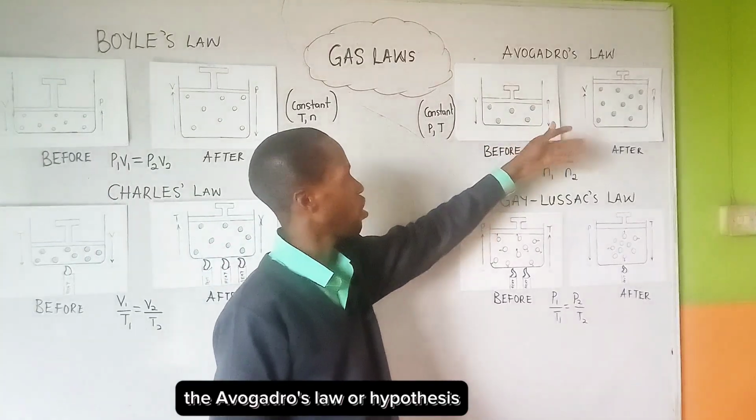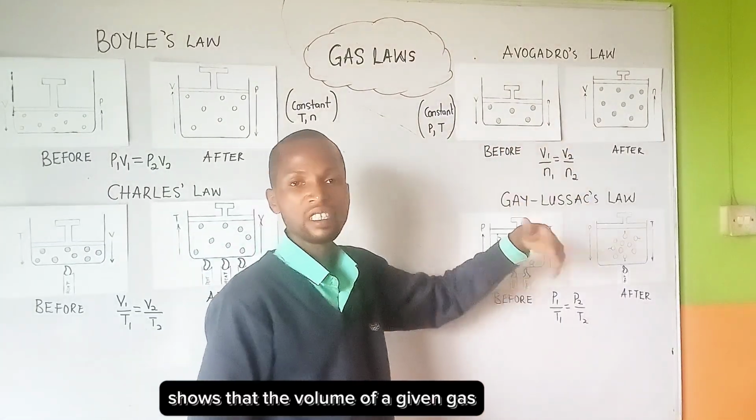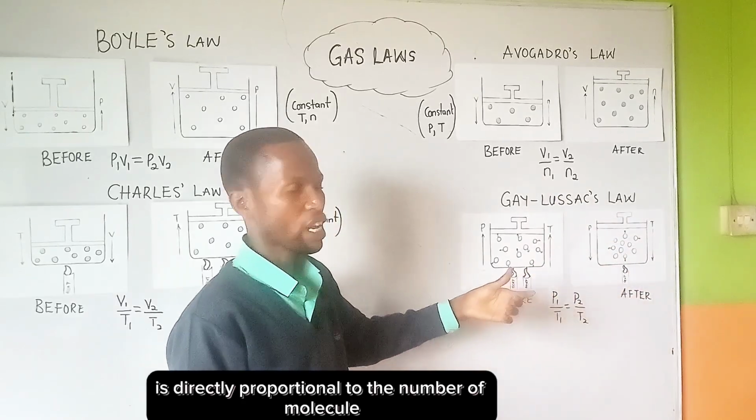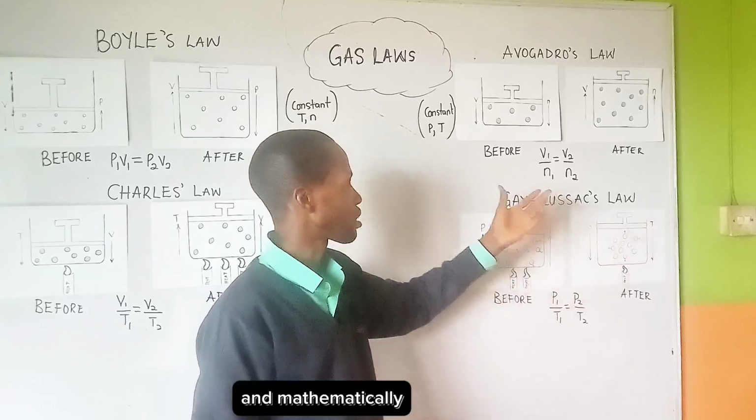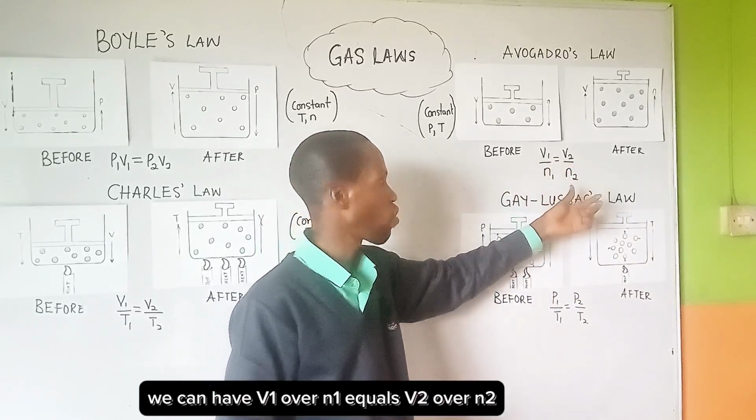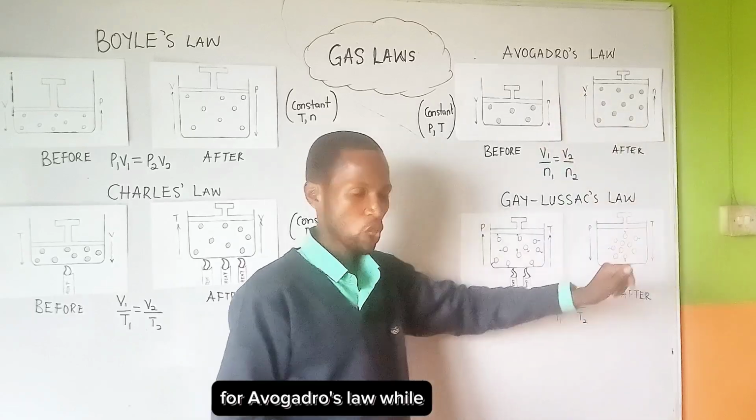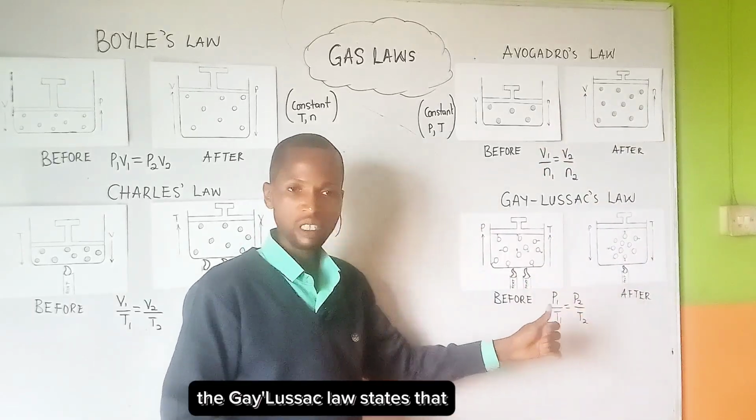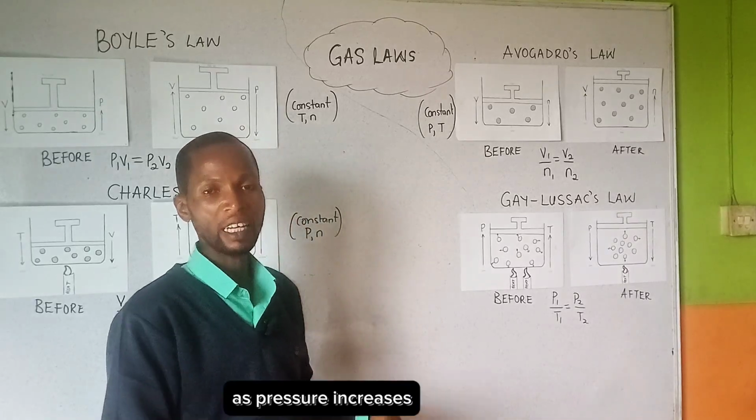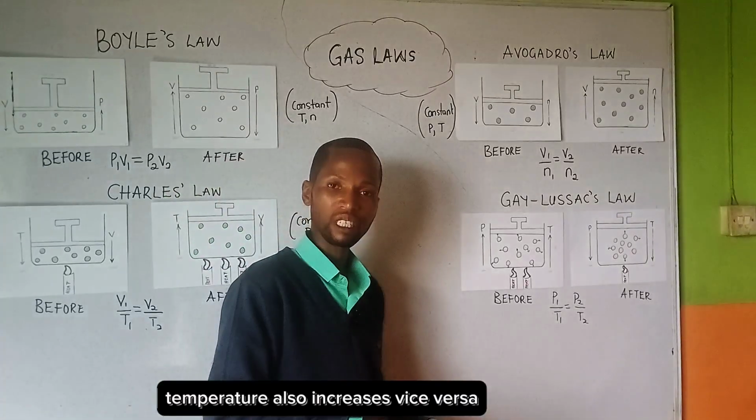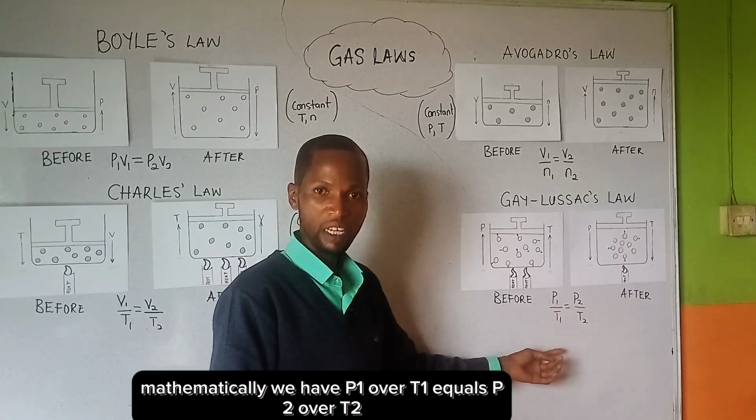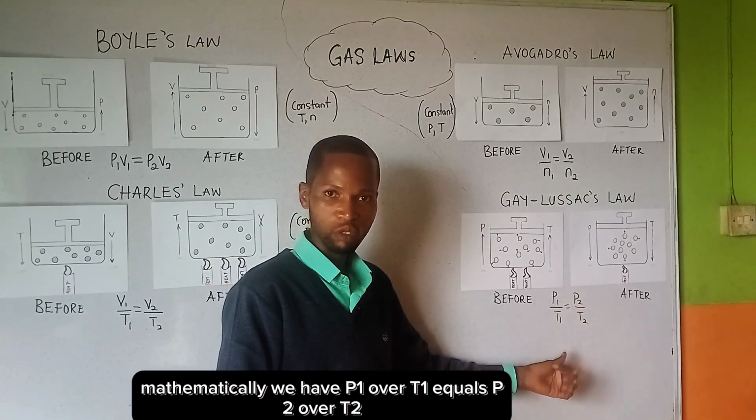Avogadro's law or hypothesis shows that the volume of a given gas is directly proportional to the number of molecules, and mathematically we have V1 over N1 equals V2 over N2 for Avogadro's law. While Gay-Lussac's law states that the pressure is directly proportional to temperature. As pressure increases, temperature also increases, vice versa. Mathematically, we have P1 over T1 equals P2 over T2.